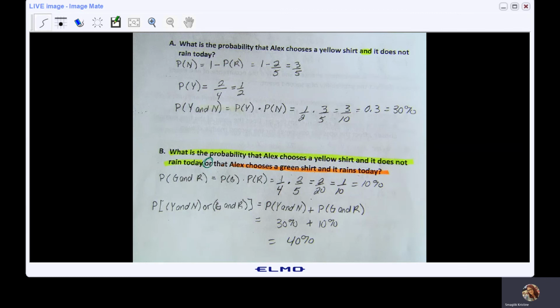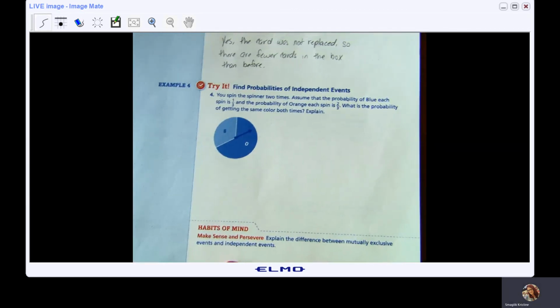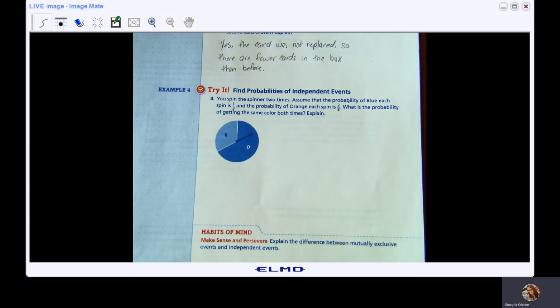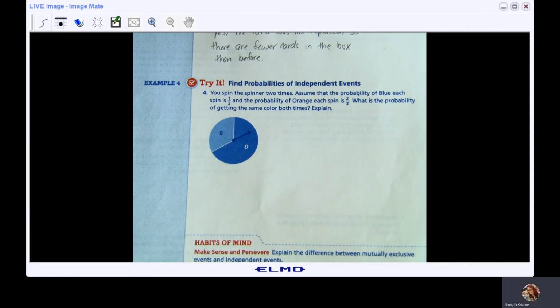And let's take a look at the try it. You spin the spinner 2 times. Assume that the probability of blue each spin is 1/3, and the probability of orange each spin is 2/3. What is the probability of getting the same color both times? Explain.